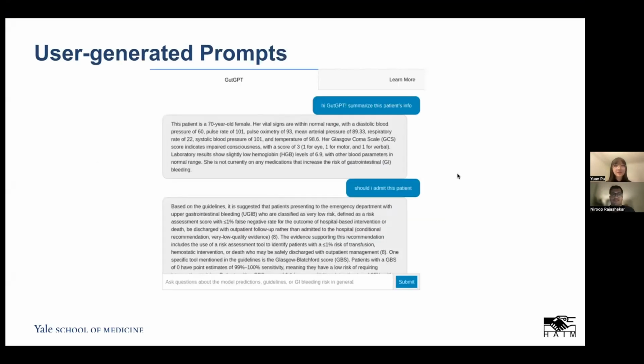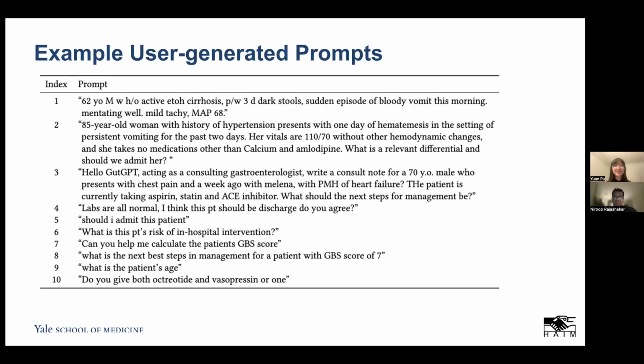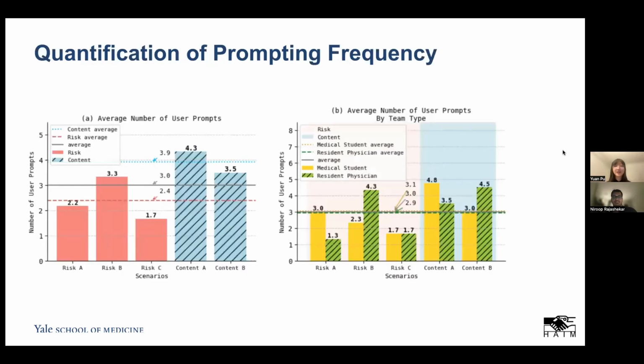Here comes our third type of data. All conversations between GutGPT and participants were automatically recorded. Here are some example user inputs to our chatbot. These prompts are of varying lengths and varying formats. Some of them include patient conditions, and some of them simply ask, should I admit this patient? We perform an analysis on this conversation history.